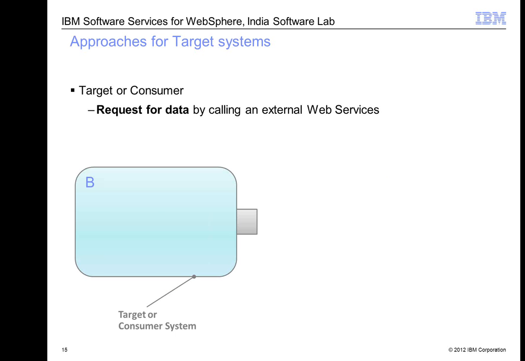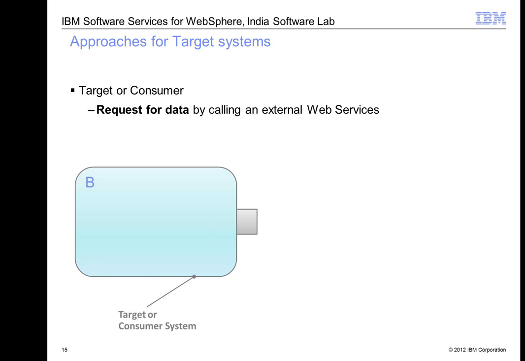The next approach for the target system is, like I said, more of an active approach. You're not sitting back and waiting for someone to give you the data, but you go and get the data yourself. You request it when you need it.